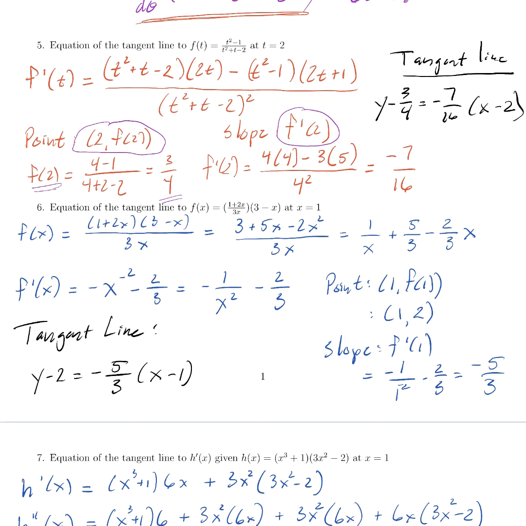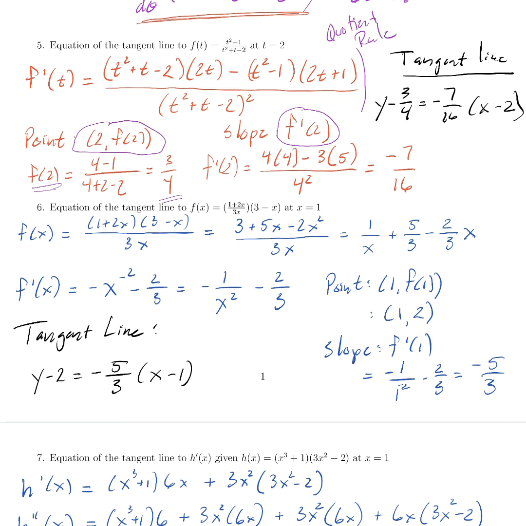So we take that derivative using the quotient rule. We have the denominator, t squared plus t minus 2, times the derivative of the numerator. The derivative of t squared minus 1 is 2t, minus the numerator, which is t squared minus 1, times the derivative of the denominator. And the derivative of t squared plus t minus 2 is 2t plus 1, all divided by the denominator squared. So right here is applying the quotient rule.